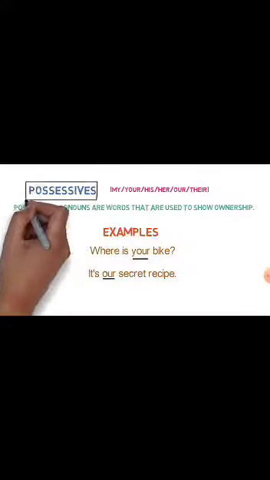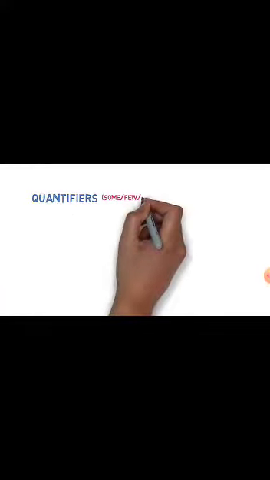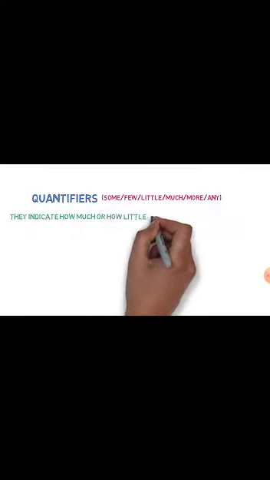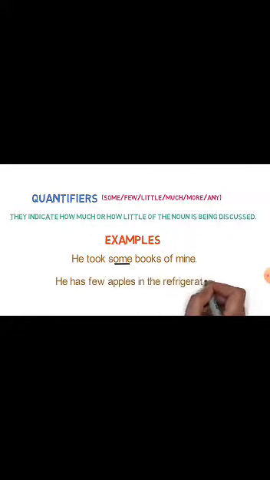Let's look into the last category of determiners, which is quantifiers. Quantifiers are words like some, few, little, much, more, any. They indicate how much or how little of the noun is being used. Let's look into examples. He took some books of mine. Here, some defines the quantity of books he took. Let's look into the next example. He has few apples in the refrigerator. Here, few defines the quantity of apples he has. As quantifiers determine the quantity of a noun, they come in the category of determiners.